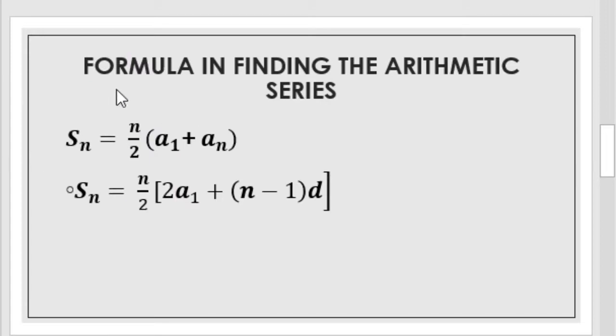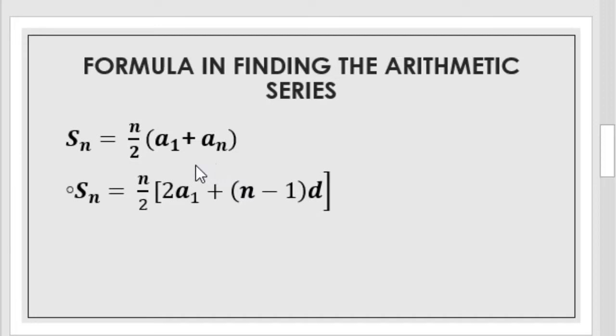Now, here are the formulae that we're going to work on. First formula is S sub n equals n over 2 times a sub 1 plus a sub n. Actually, if you observe this formula, this was the formula that was used by Gauss. A sub 1 is the first term plus a sub n, which is the last term.